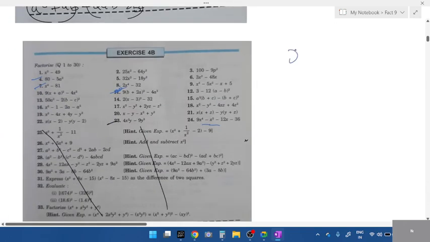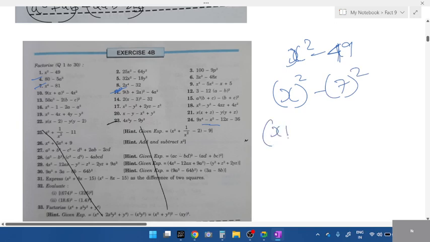Look at the first question. x square minus 49 is given. How many terms are there? Two terms. I'll keep x square as it is. Convert 49. Isn't it a perfect square? I'll write it as 7 square. Doesn't it look like a square minus b square? What's the answer? (x plus 7) into (x minus 7). Is it clear? Understood?